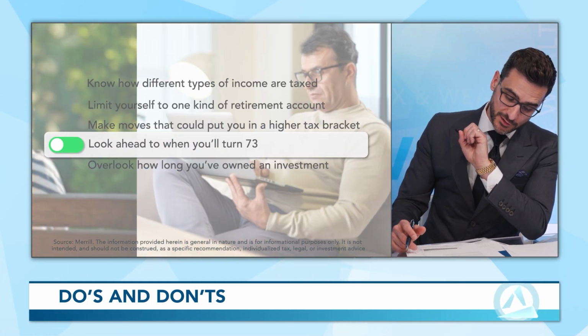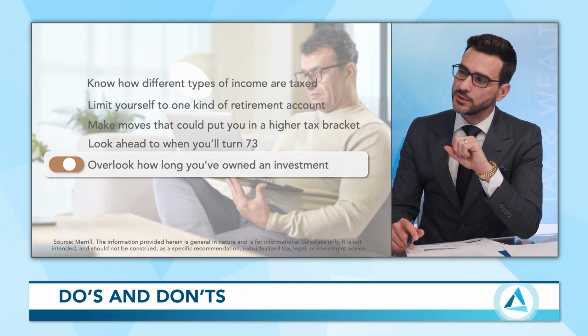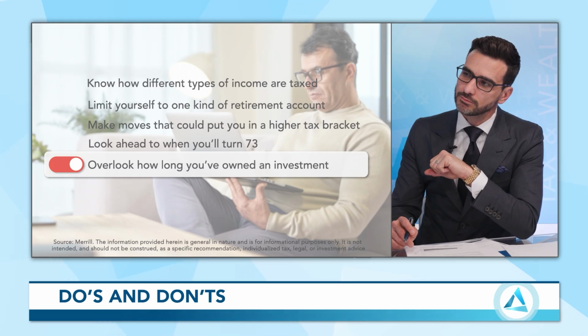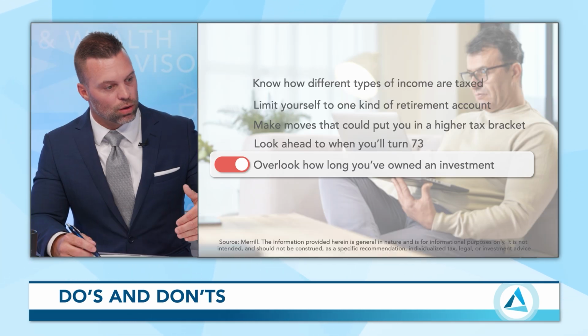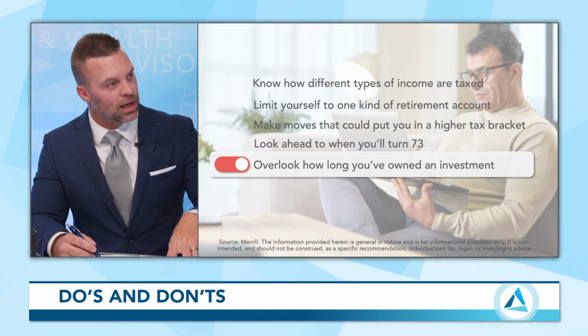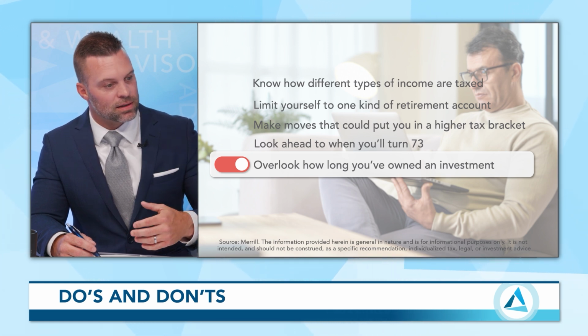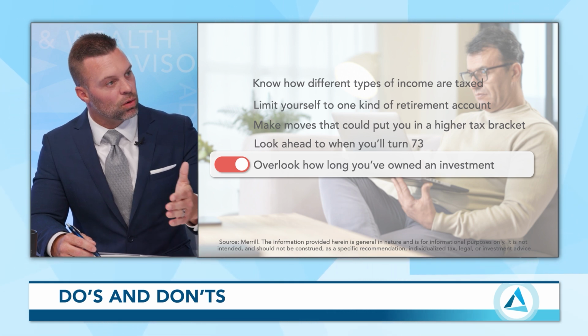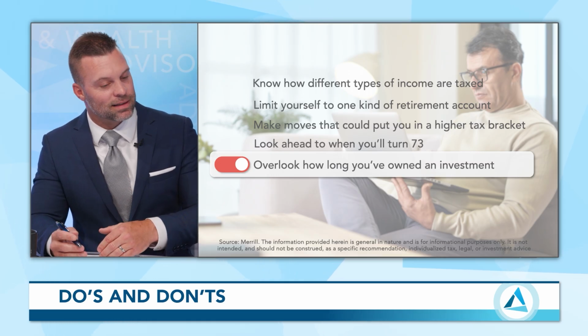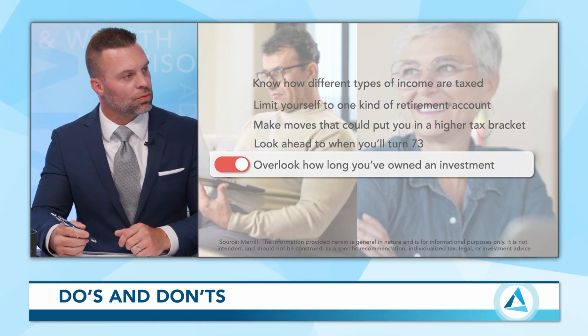How about this one? I like this one here. Don't overlook how long you've owned an investment. Yeah, those non-qualified accounts. We talked about the qualified dividends and the long-term capital gains tax rate. You get a tax preference on those. You do. There's no sense selling something 11 months in if you can hold it another month to get to that long-term preferential rate. Absolutely.